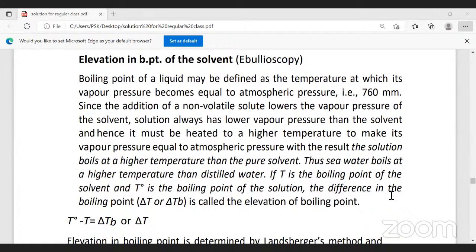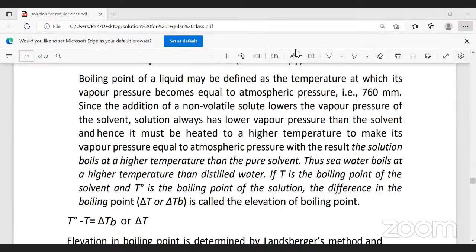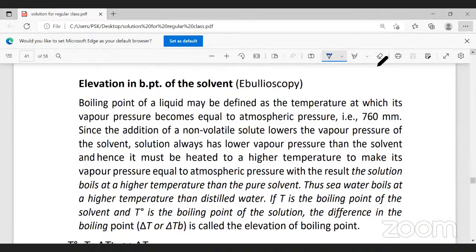Yesterday we did the second colligative property. Today we will do the third colligative property, that is elevation in boiling point or ebullioscopy. Let's see how fast we can complete this and go for the next colligative property. All right. Now, the property we're going to learn is called elevation in boiling point. This elevation in boiling point is also called increase in boiling point. Elevation means increase. Increase in boiling point of the solvent, and it's also called ebullioscopy.